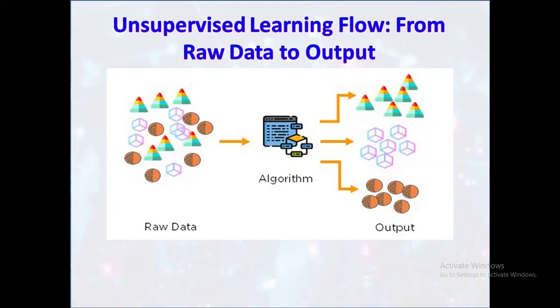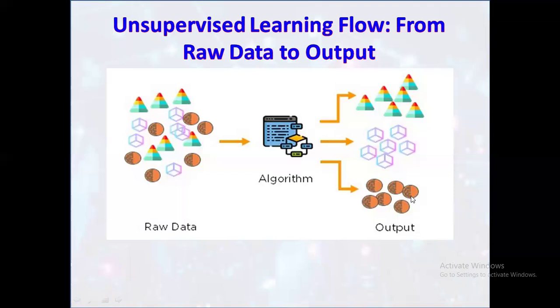The core of unsupervised learning lies in the algorithms that identify hidden structures within the data. Common techniques include clustering algorithms like k-means or DBSCAN, which group similar data points together, and dimensionality reduction methods such as principal component analysis or t-SNE, which help visualize and analyze data by reducing the feature space. Association rule mining, like the Apriori algorithm, is also used to find relationships between variables in large data sets.